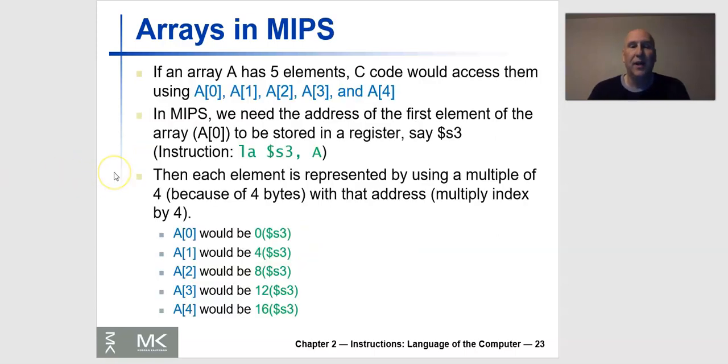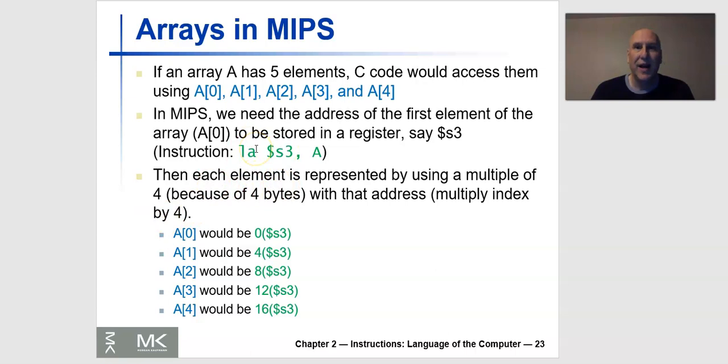Now in C, if an array has 5 elements, you'd access those elements this way, like the array is named A bracket 0, bracket 1, all the way to A bracket 4. In MIPS, if you're going to do this in the Mars tool, the first thing you need to do is this load address instruction. We'll assume that this capital A represents the starting address of the array. You're going to put that into S3. So that's where this will go, LA S3.